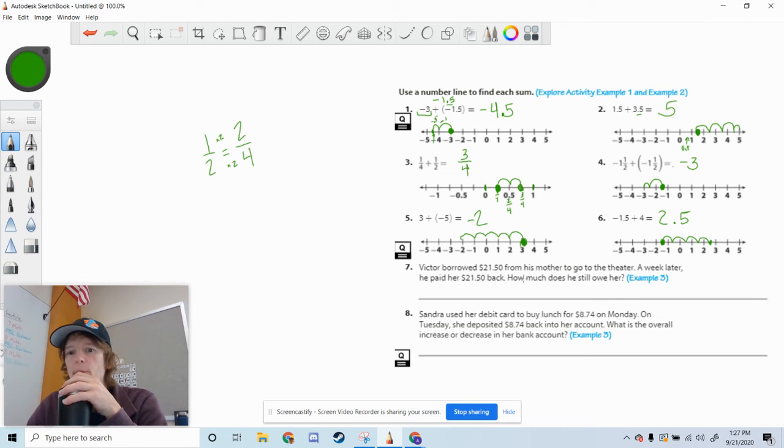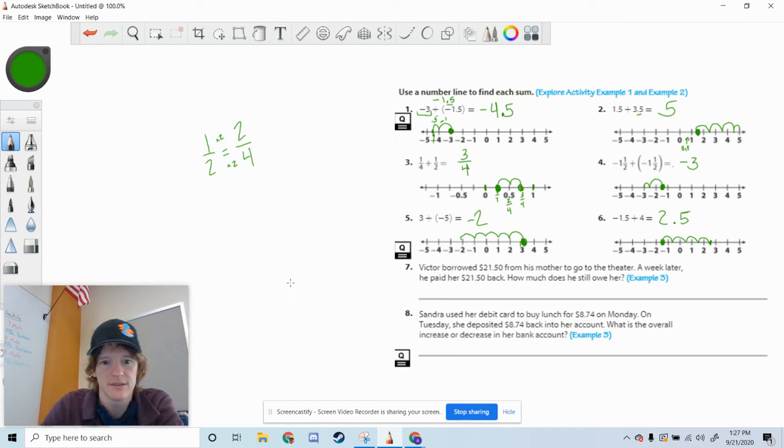Number 7. Victor borrowed $21.50 from his mother to go to the theater. A week later, he paid her $21.50 back. How much does he still owe her?